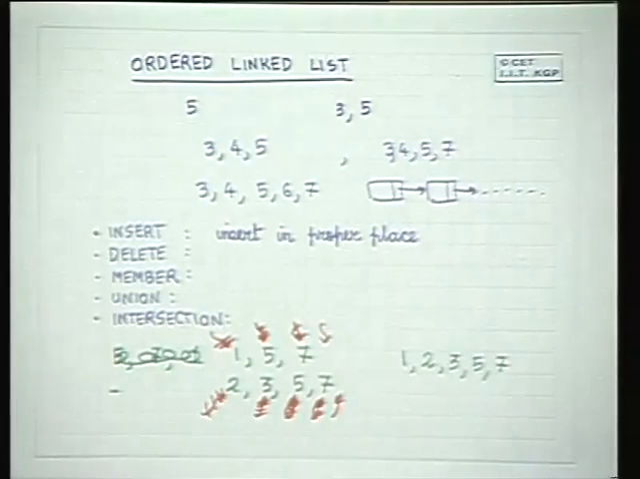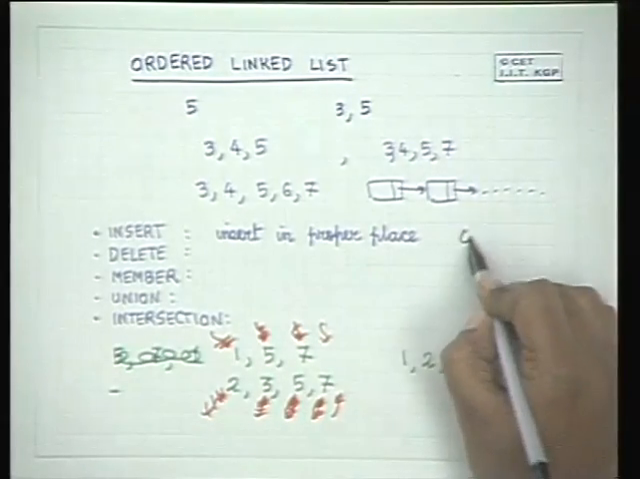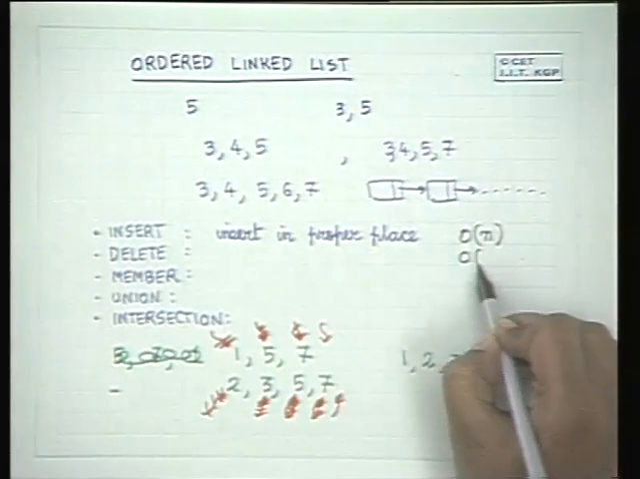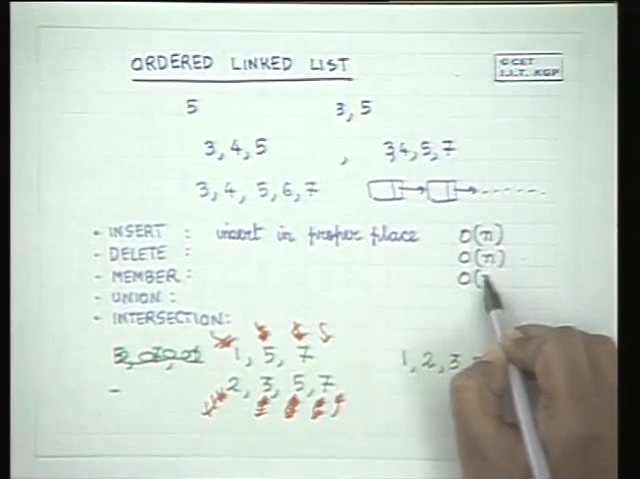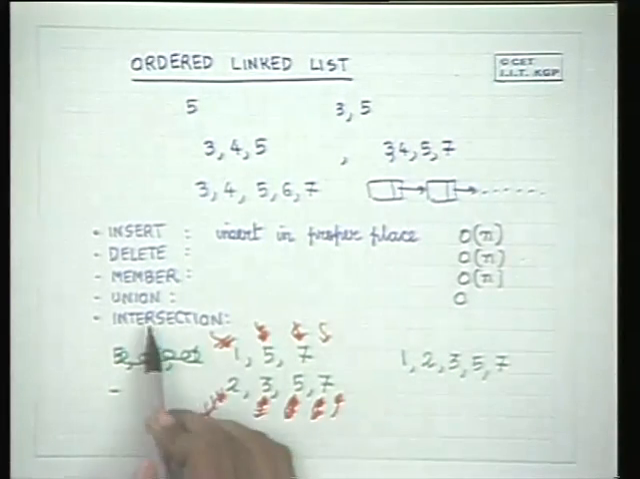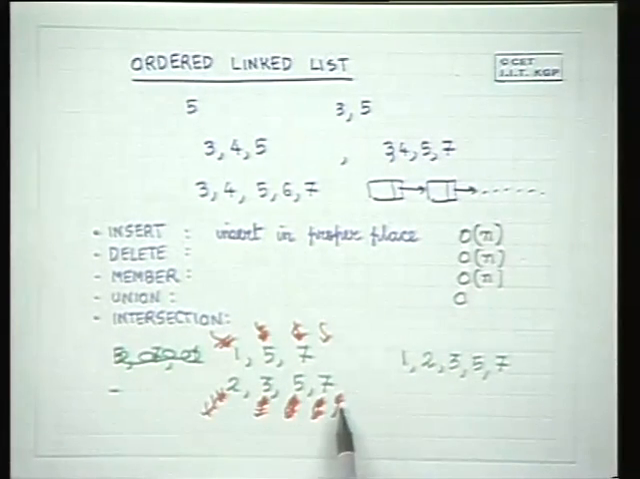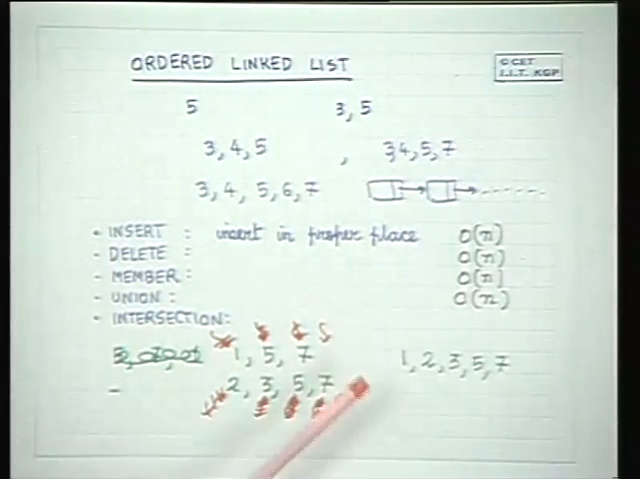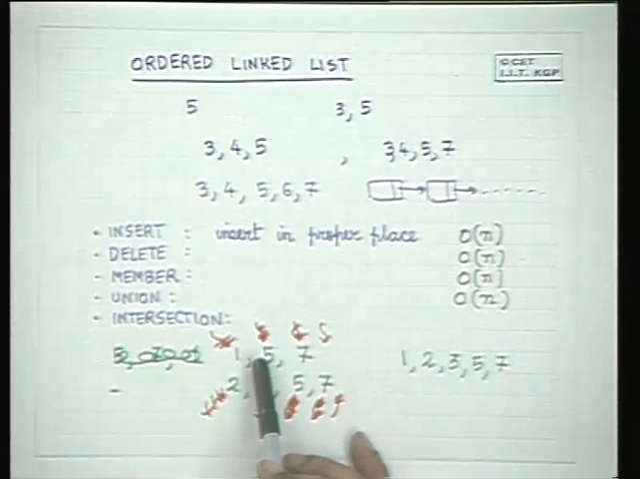So insertion takes how much time? Order n. Delete, order n. Member, order n. Union takes how much time? Order n1 plus n2. The total size is n. So this is also of order n. And how would you do intersection? In the same way.